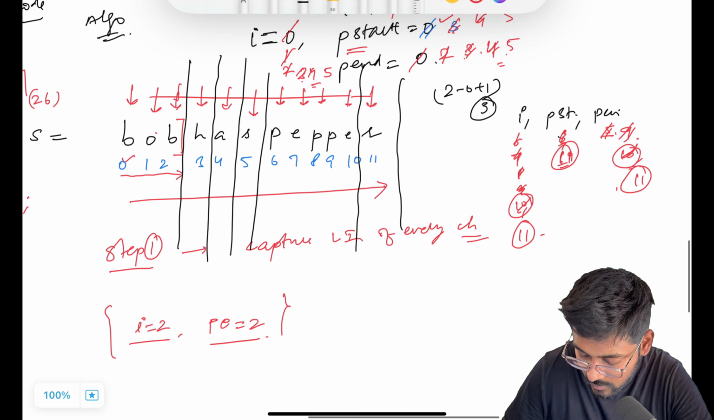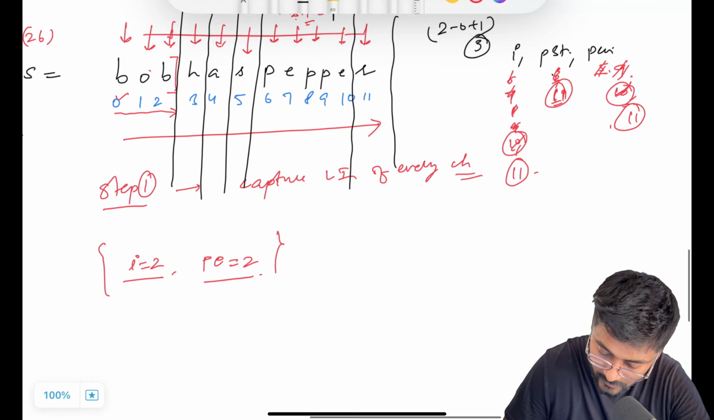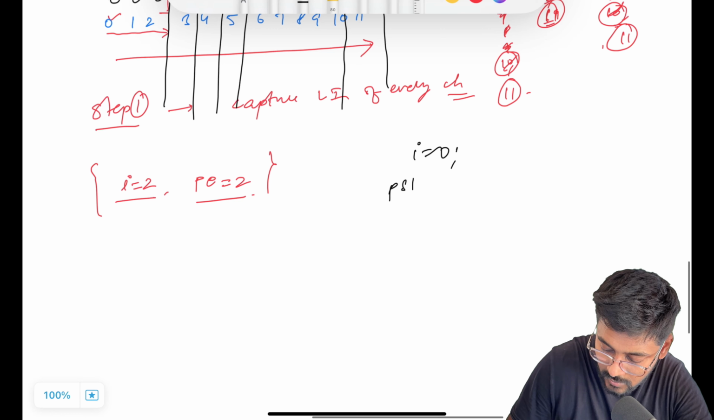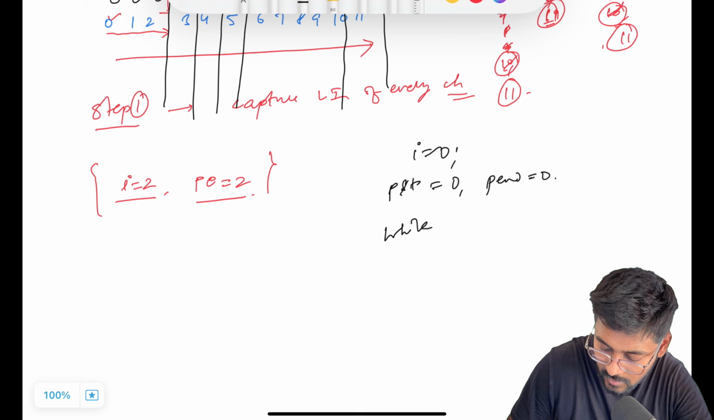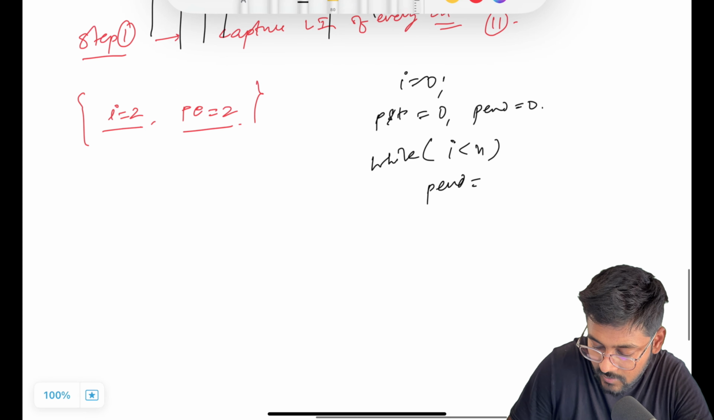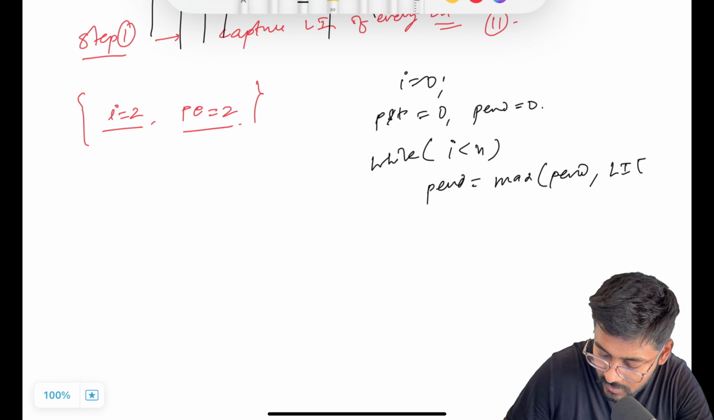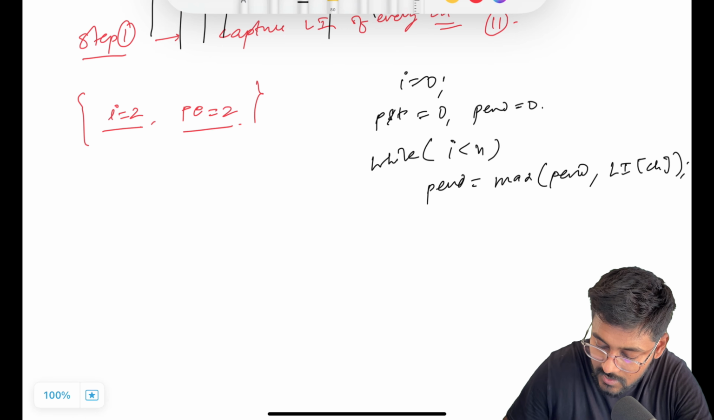Okay, now we have to prepare the algorithm. The initialization state is: I should be 0, P start should be 0, P end should be 0. While I is less than n, partition end is equal to the maximum of the current value and the last index of the current character. Current character means the character at I.